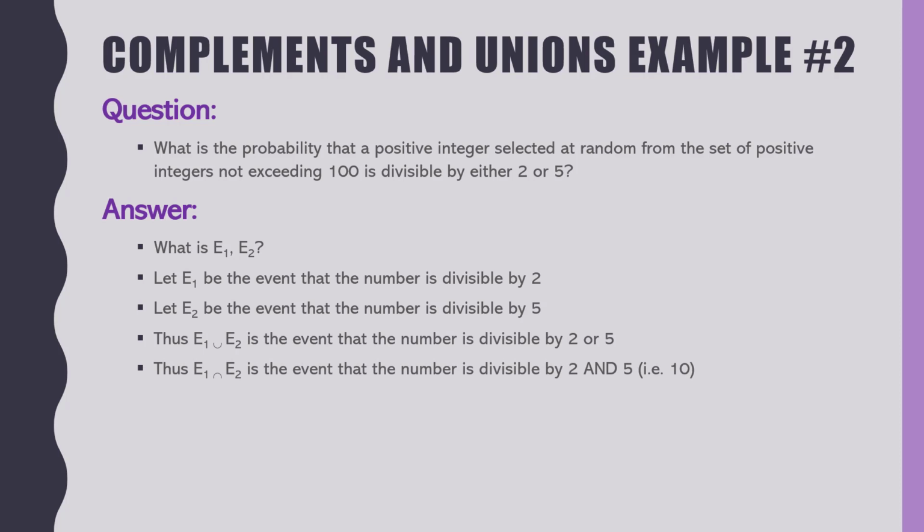And then the intersection is the event that the number is divisible by 2 and 5. Agreed? Which is, in other words, divisible by 10. All right, so here we go. Here's our nice fancy formula for this.